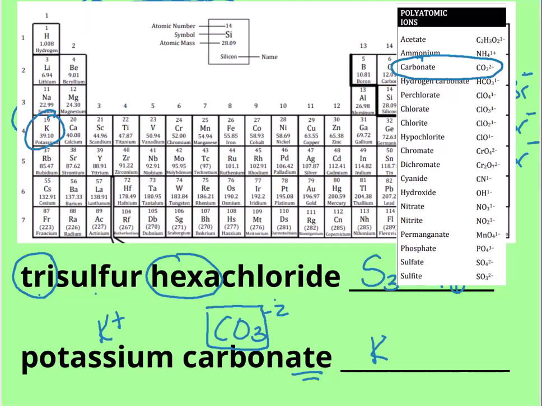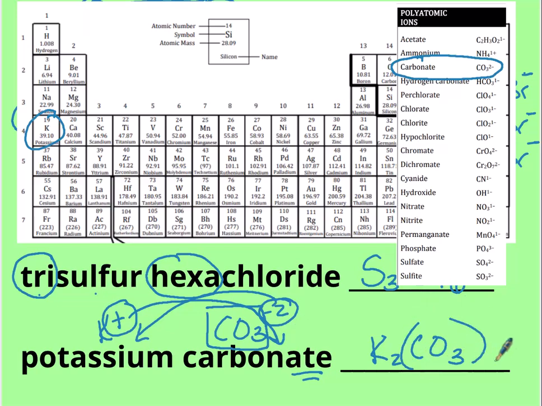I'm crossing only the charges. So the +1 and the -2, those are getting crossed. The 3 must stay with the O. So I need 2 Ks for every 1 carbonate. Notice that 2 goes over here, that 1 goes over here. And we just don't need to write the 1.